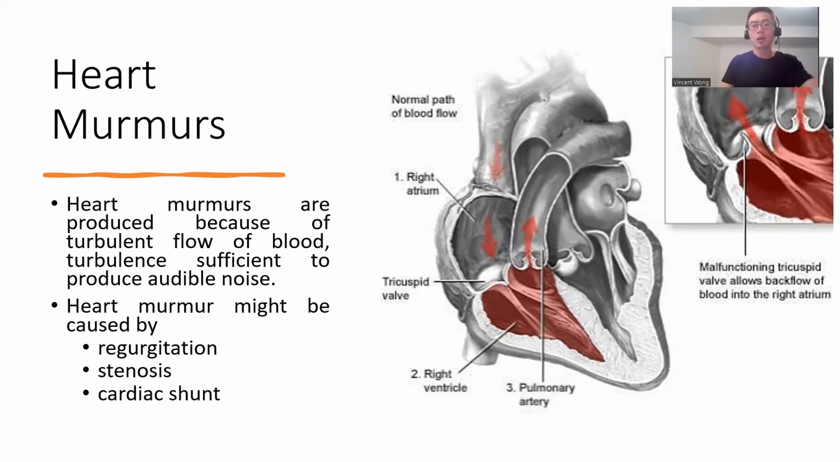So what's responsible for this turbulent flow? Well, here are some examples. Okay, first one is called regurgitation. Okay? Regurgitation, and that is caused by leaky valves. Okay, leaky valves.